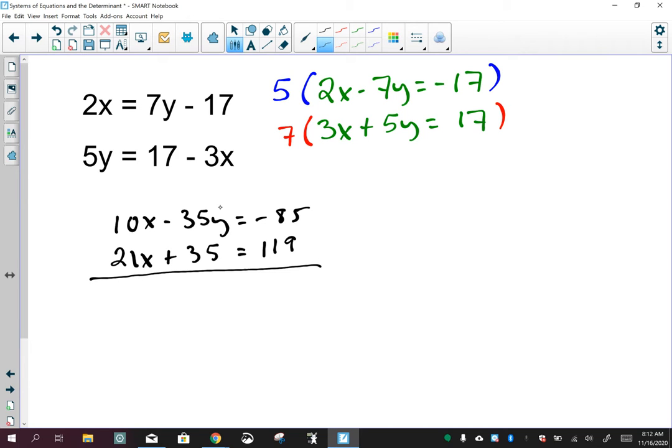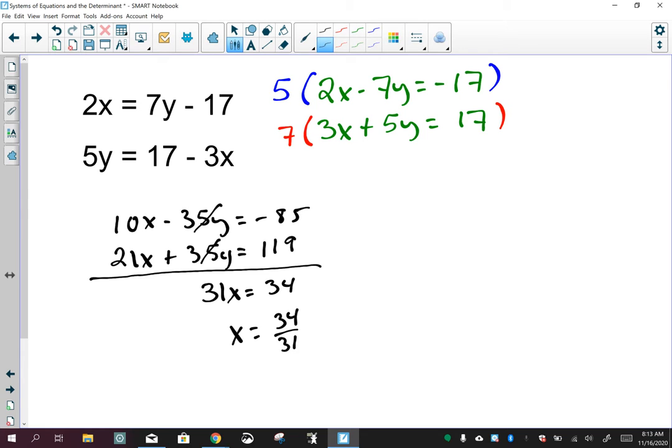Draw a really big line. Notice my y's cancel out. So this leaves me with 31x is equal to, what is that? 34? Did I multiply wrong? Or is this just going to be a really ugly problem? Nope, looks like I multiplied correctly. All right. So x is equal to 34 over 31.